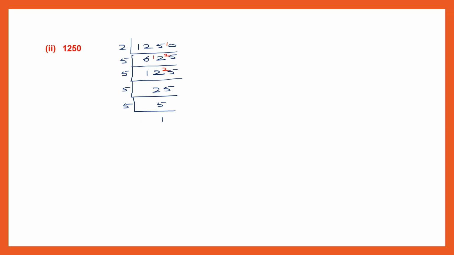So the exponential form here, when you write it, first we write 2 into 5 into 5 into 5 into 5. So 2, there's only 1, so we write 2 as it is into 5. How many 5s do we have? 1, 2, 3, 4. So that will be 5 raised to the power of 4. So the exponential form of 1250 is 2 into 5 raised to the power of 4.